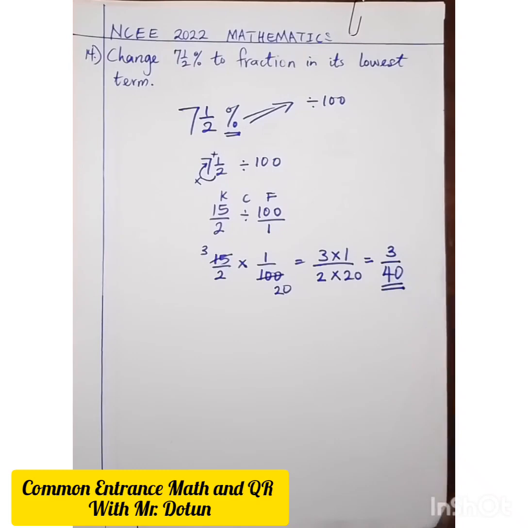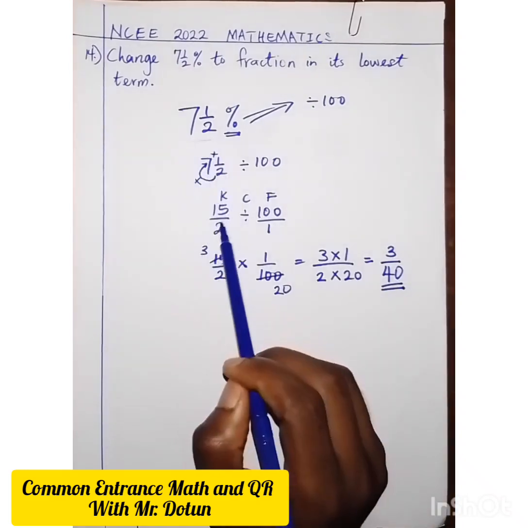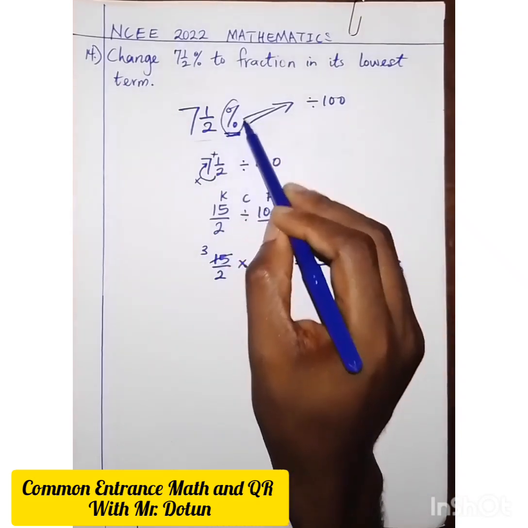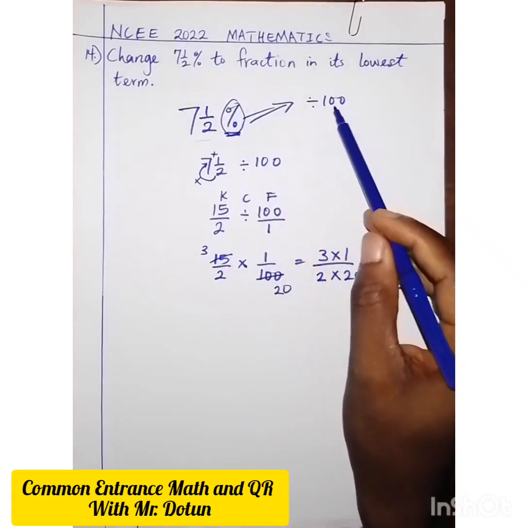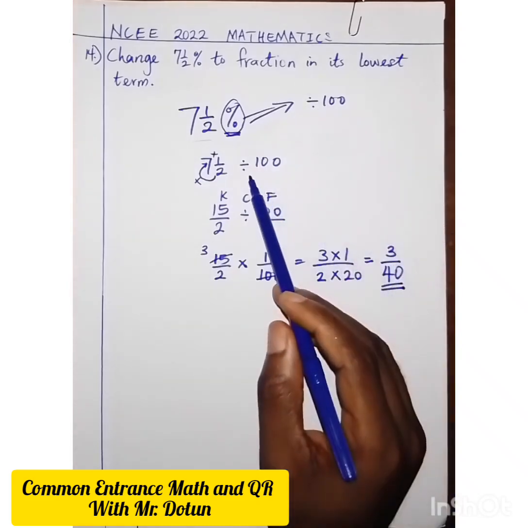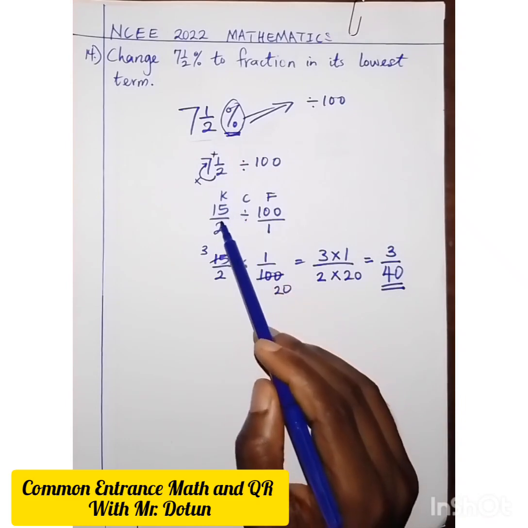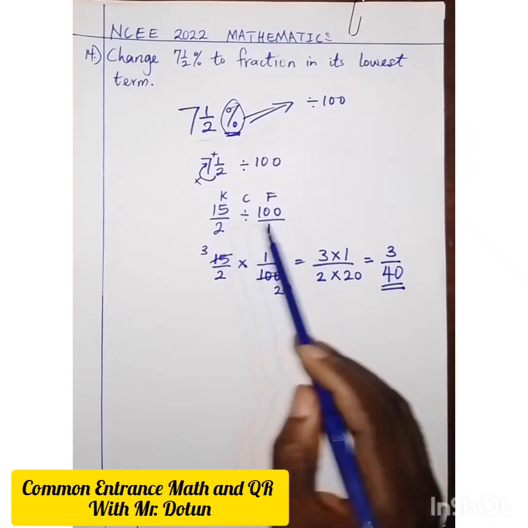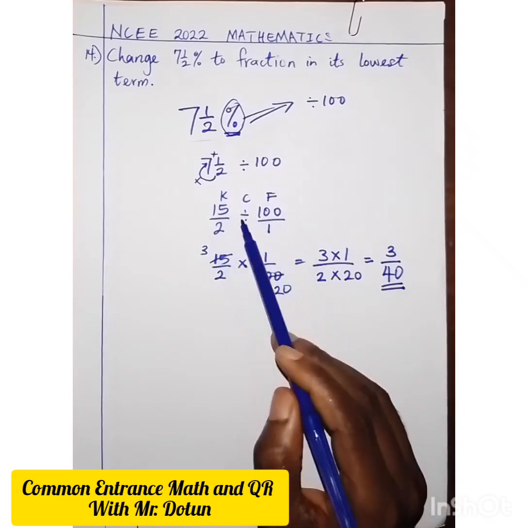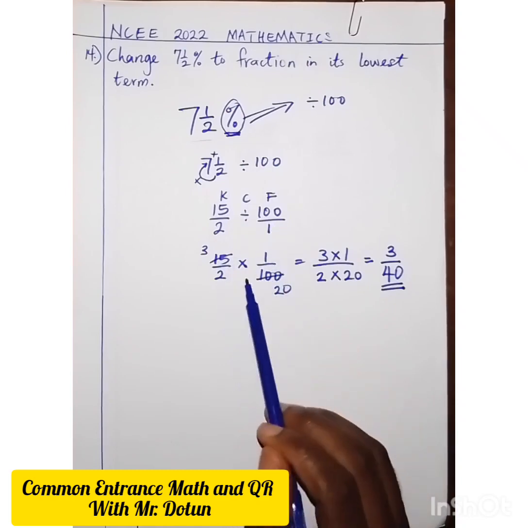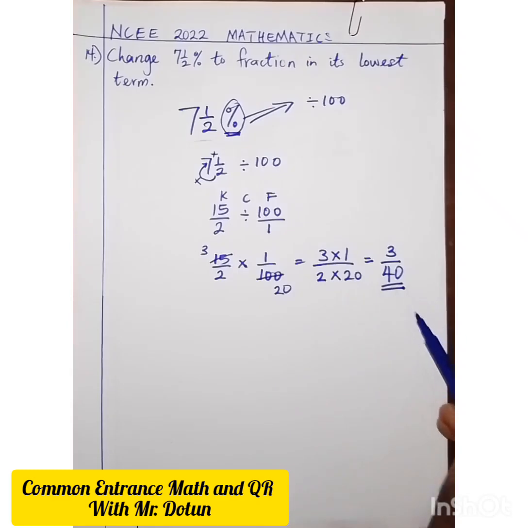What did we do again? We changed the mixed number to an improper fraction, and we know that a percentage sign means divide by 100. So we change the percentage sign to divide by 100, change the mixed number to an improper fraction, then we do a division of fractions. We keep the first one, change the sign, and flip the other fraction. So we have 15/2 times this. We evaluate and we get a final answer.